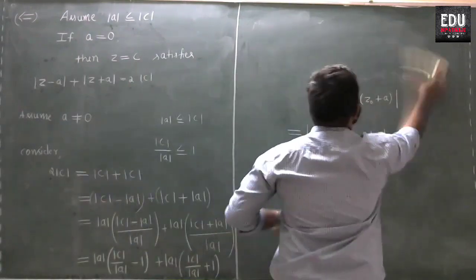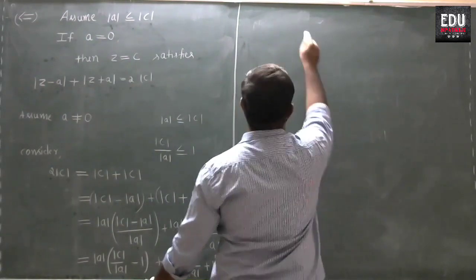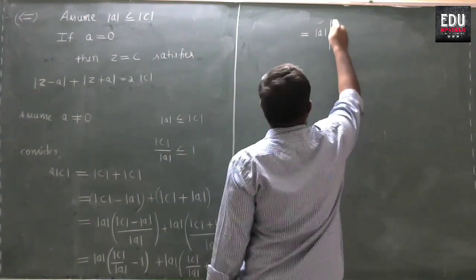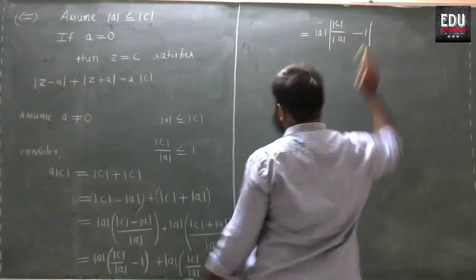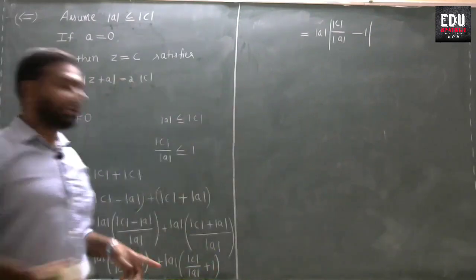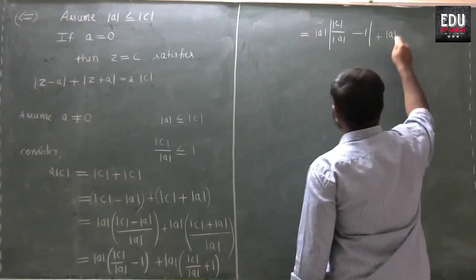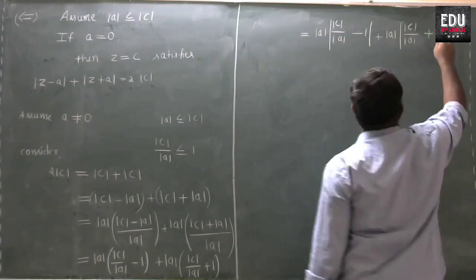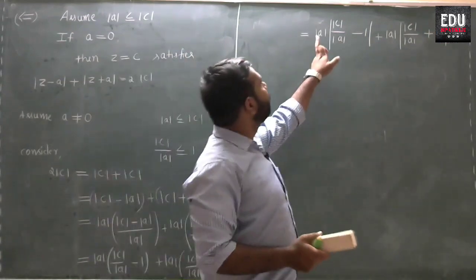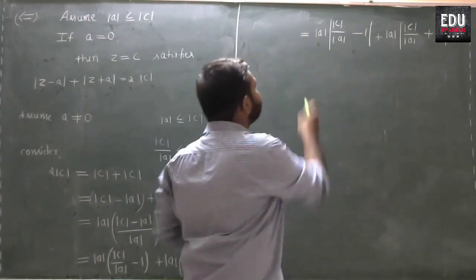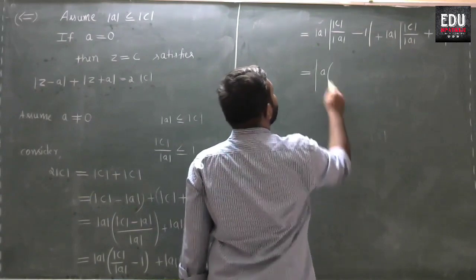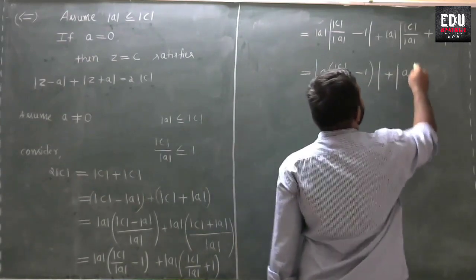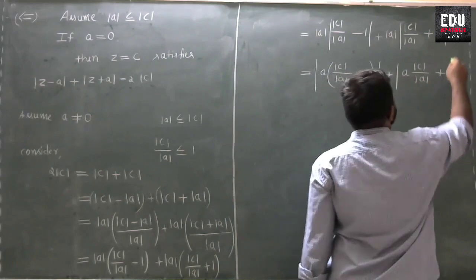Then what will I get? Then this step is equal to modulus of A into, as it is a non-negative quantity, its absolute value is itself. So I have replaced the value by its absolute value. Similarly, for the second term also, as it is non-negative, that value can be replaced by its absolute value. Now we have the form modulus of A into modulus of B, it is modulus of A into B. So it will be modulus of A into modulus of C by modulus of A minus 1 plus A into modulus of C by modulus of A plus 1.